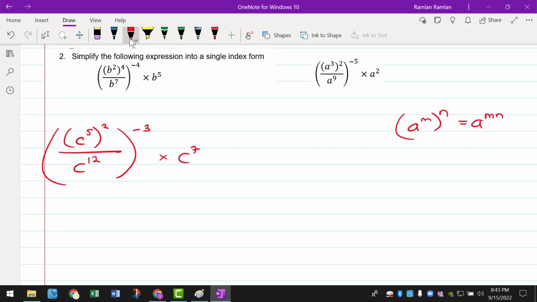Okay, now can you see that we have a bracket, and then we have a power over here, and then we also have another bracket over here. So the easiest way to do it is you do the one inside the bracket first.